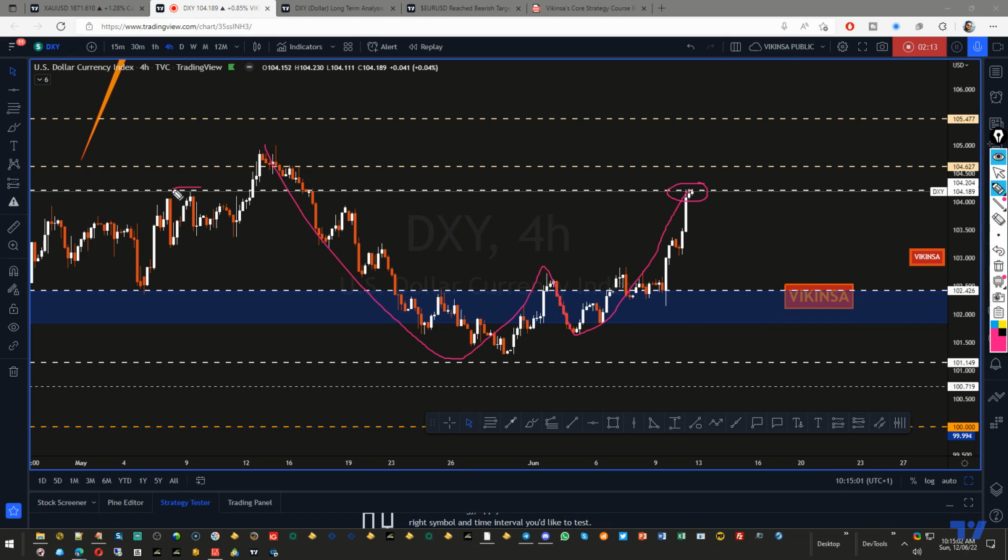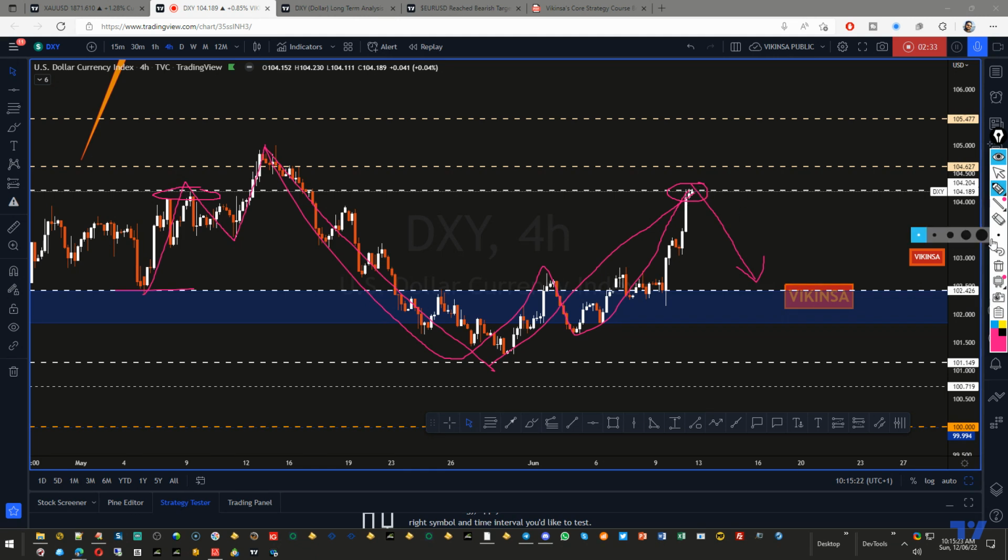You will also notice that this has come to a previous structure level. The way it works is the market has gone up, fell back down, went up, and broken the structure to the bottom. Now it is coming back to retest the previous structure, and it can fall back down once again. So this is still a possibility: that the dollar can fall down.